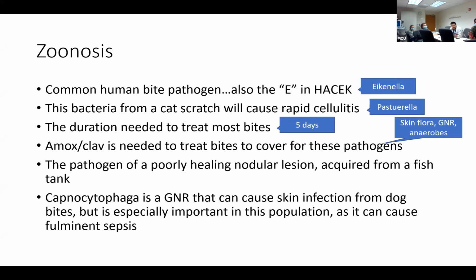Anaerobes. Yes. So skin flora, because the bite's going into your skin, so your gram positives, but then also the junk in the mouth, so the anaerobes and the gram negatives.